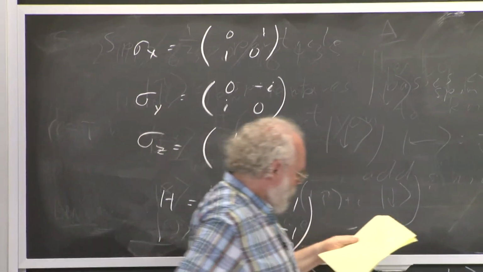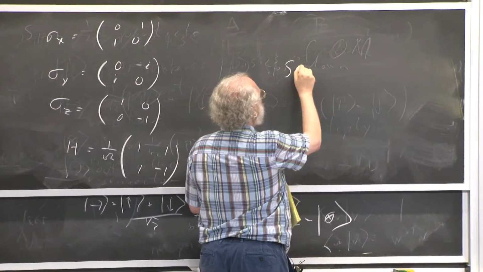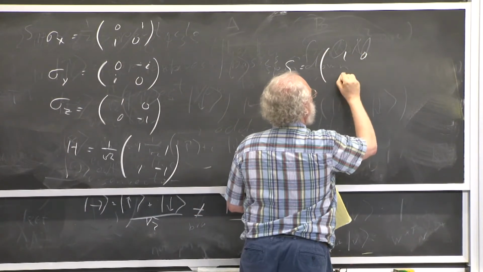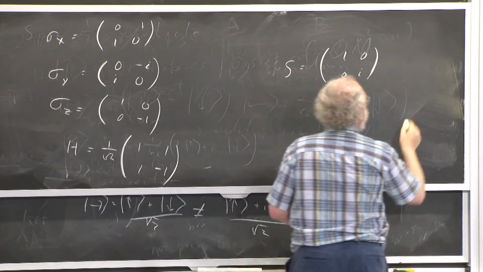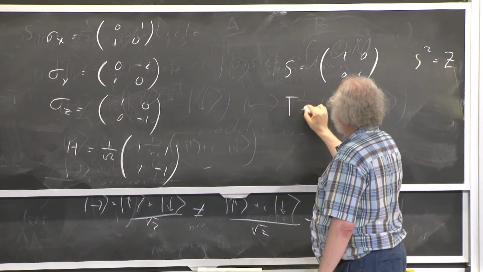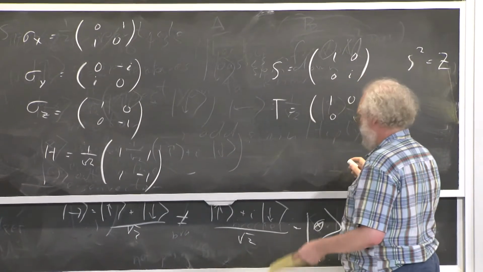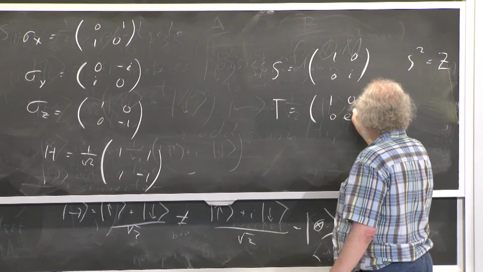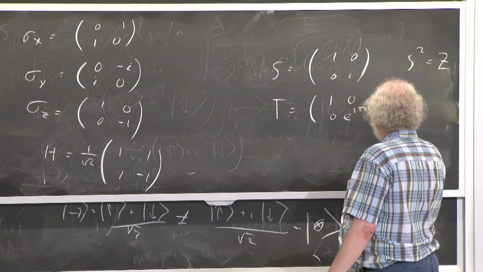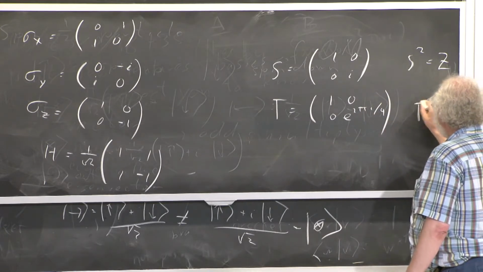And there's two more. S is equal to 1, 0, 0, i. So S squared equals Z. And T is equal to 1, 0, 0, e to the 2 pi i over 4... so T squared equals S.